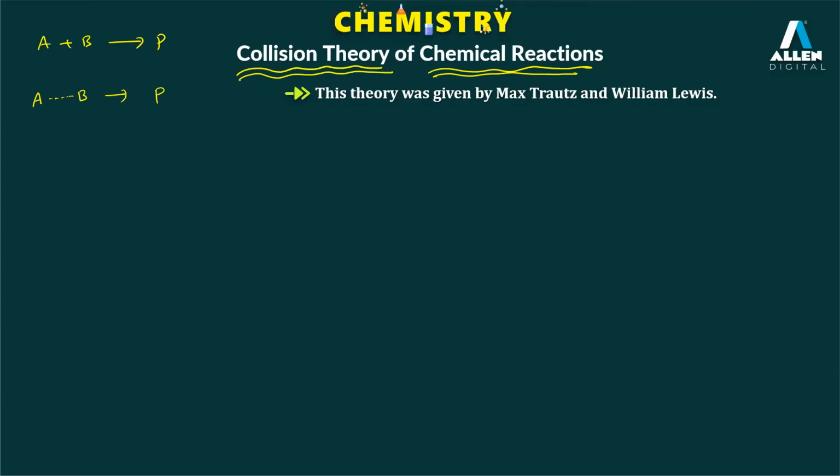Now the question: for a collision to be effective, what are the conditions? Perfect orientation and sufficient energy. Very good, Faizan. Orientation should be perfect and they should have some amount of energy. Why? So that activation energy can be reached, leading to product. Why should they reach that activation energy? Because they follow a transition state which is unstable.